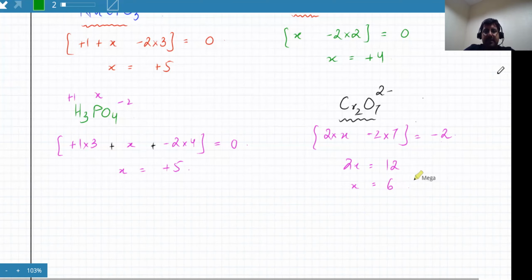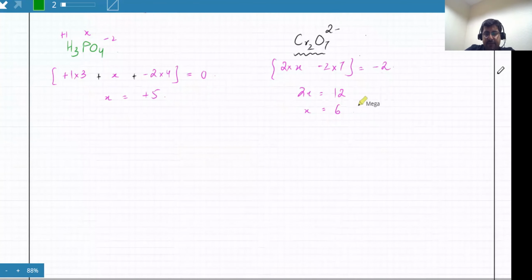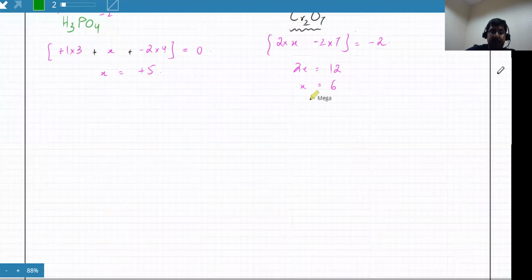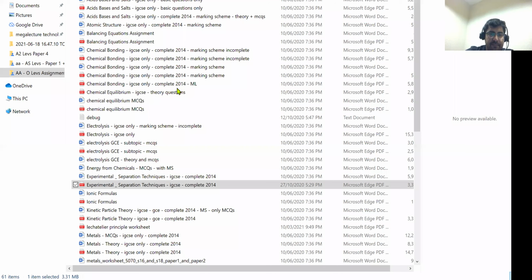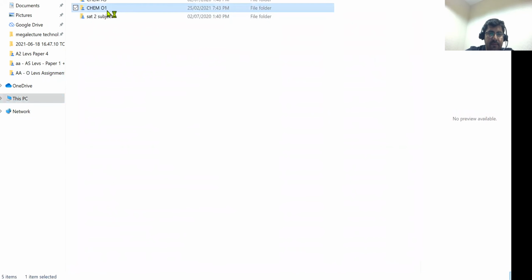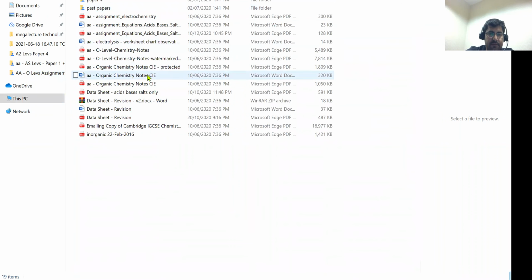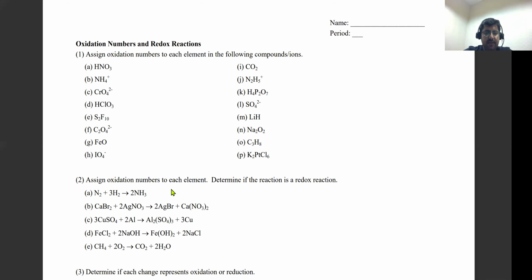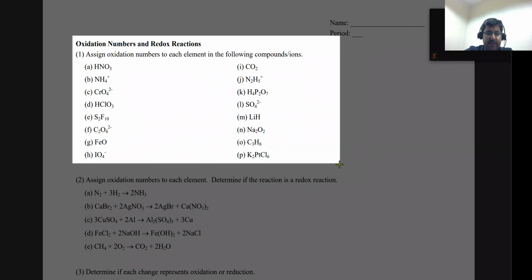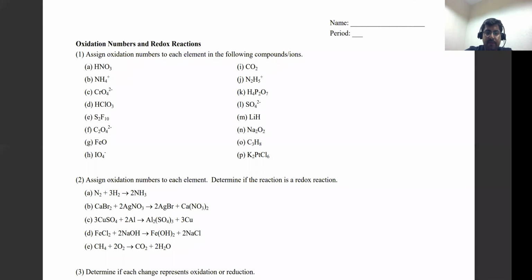So just remember how to find out oxidation states of different elements. This is what we are going to do right now. Let me send you a worksheet on finding oxidation states. One second. So we're going to work with this sheet. This is your assignment for now. Try to assign oxidation states to all the elements that you see over here. I'm sending it in the group. Also posting it on the, just a second.